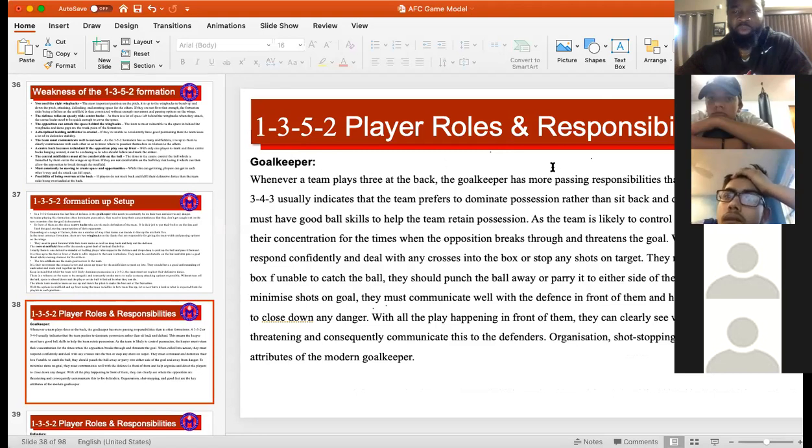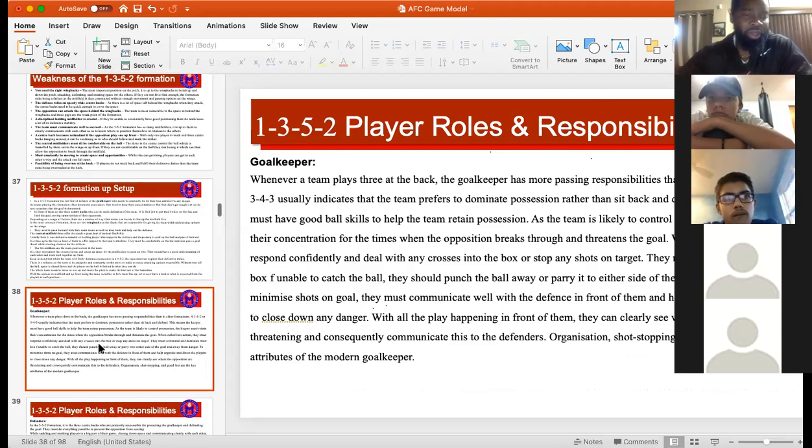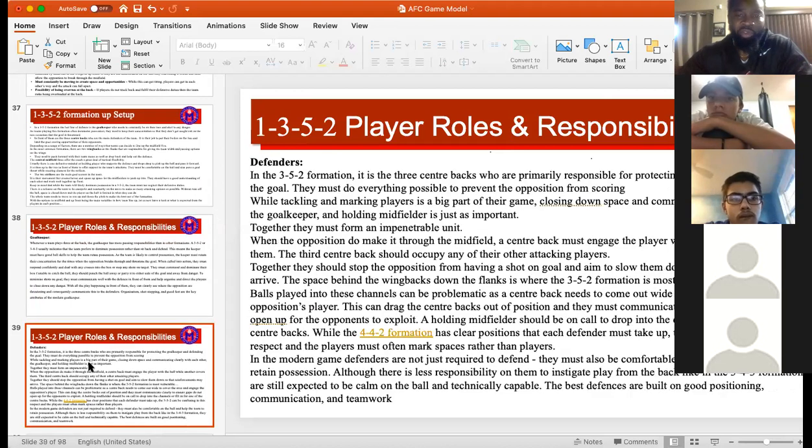The goalkeeper must be good on the ball, must have good feet. The goalkeeper must be able to distribute the ball, must be able to communicate, must be a leader, and all that kind of stuff, right? And then you're playing with defenders. Our defenders must be good. Primarily, they must be responsible for protecting the goal area.